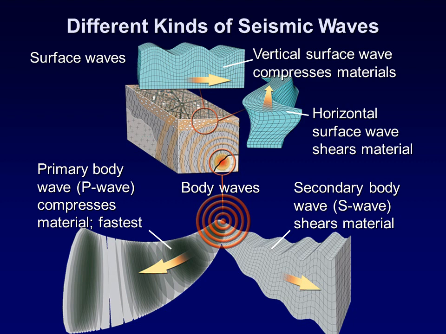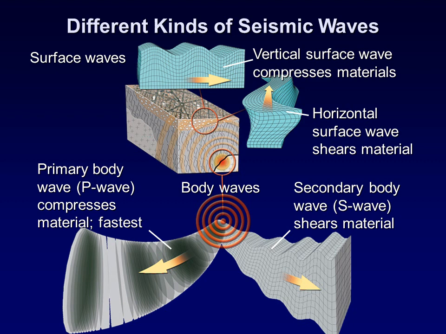The second type of surface wave is the Love wave. This is a rolling motion similar to an ocean wave. The wave rolls in the same direction as it moves. Next we have the body waves.